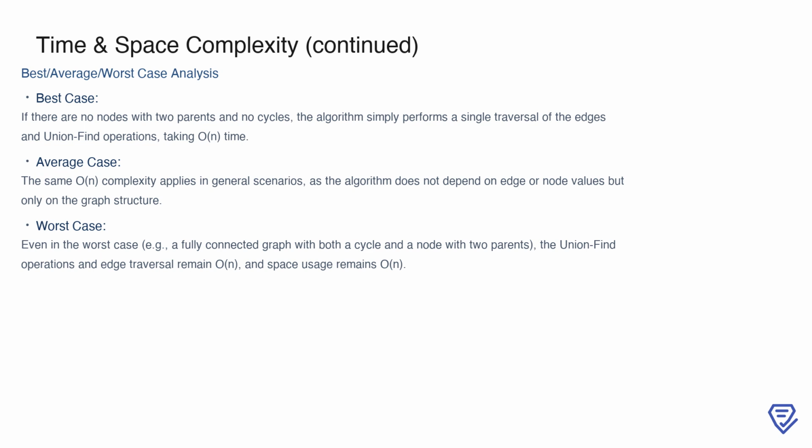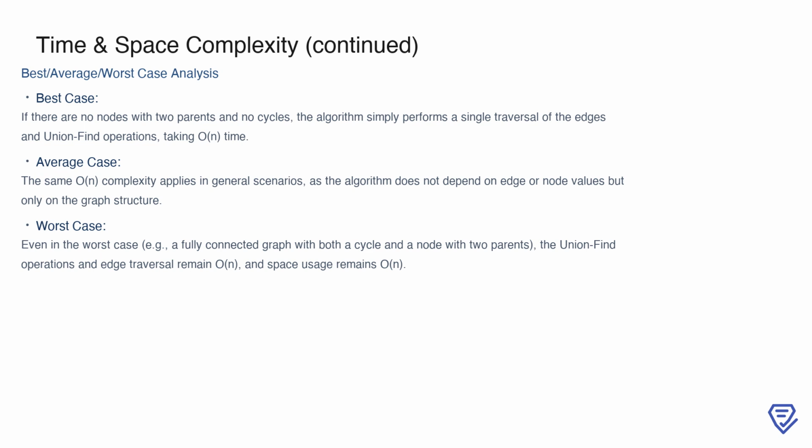Analyzing the algorithm further, the best-case scenario occurs when the graph has no nodes with two parents and no cycles. In this case, the algorithm simply processes each edge once and performs union find operations, resulting in O(n) time. For the average case, the time complexity remains O(n), as the algorithm's performance is determined by the structure of the graph rather than specific edge or node values. Even in the worst-case scenario, such as a fully connected graph with both a cycle and a node with two parents, the algorithm's efficiency holds.